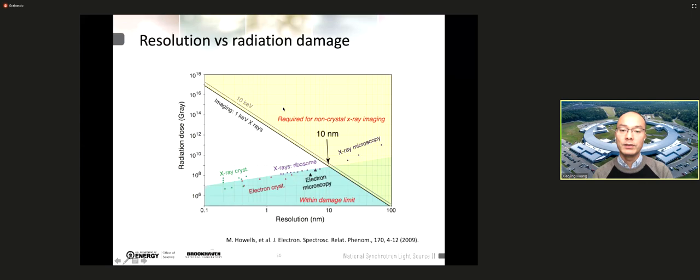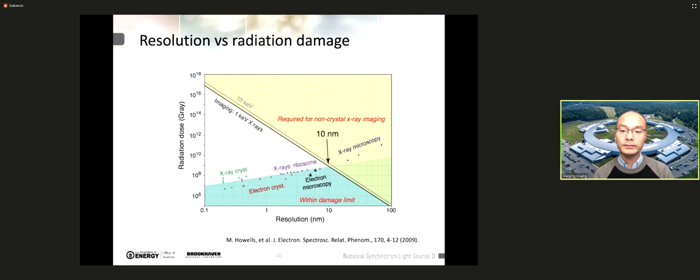And of course, these days, there are new ideas coming out to break this limitation. That's where the fourth generation synchrotron sources, the free electron lasers, can make an impact. In the free electron laser case, they can pack a huge amount of photons in a very short pulse. The pulse can be as short as the femtosecond length scale.